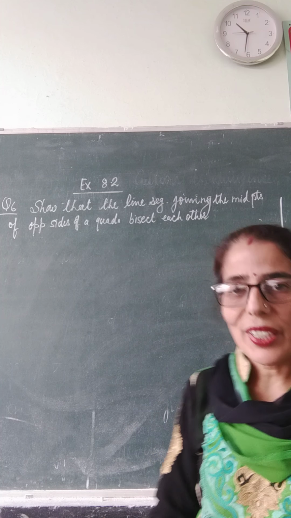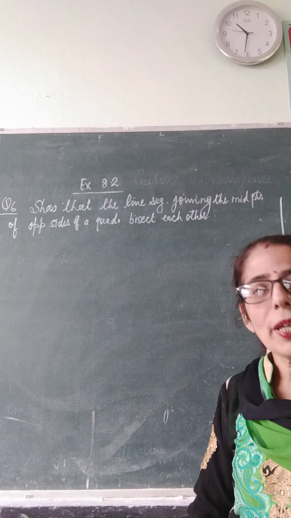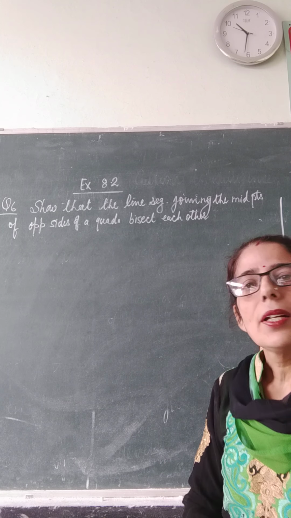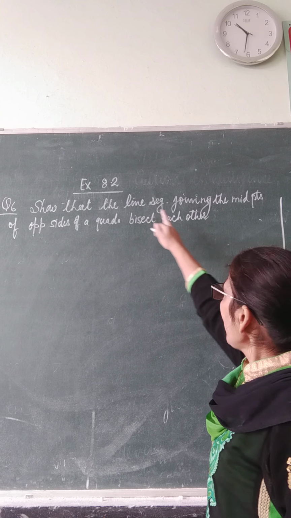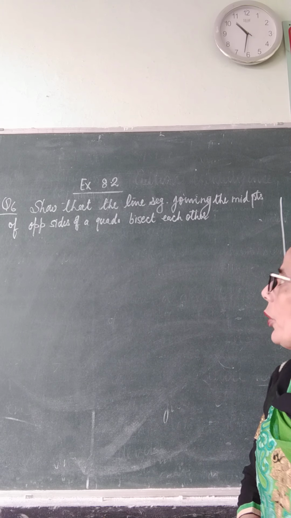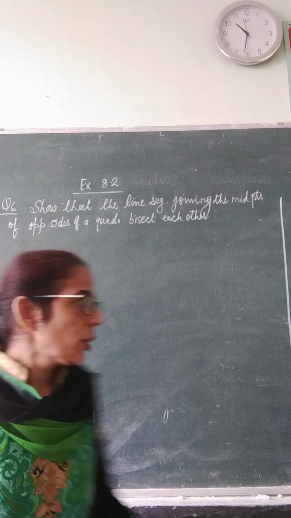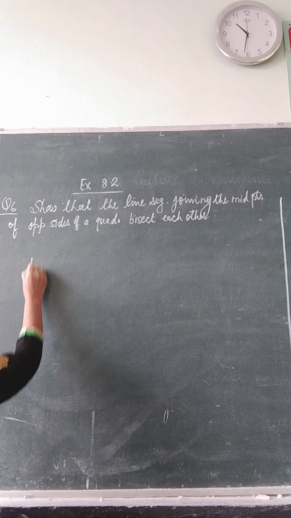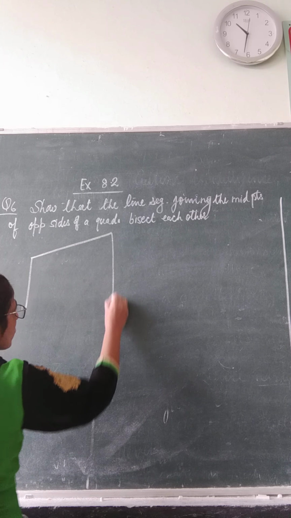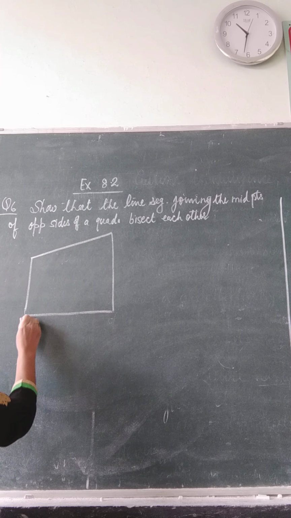Greeting dear children, we are doing exercise 8.2 and now we are on question number 6, which states: show that a line segment joining the midpoints of opposite sides of a quadrilateral bisect each other. So let's make a quadrilateral. This is the quadrilateral ABCD.